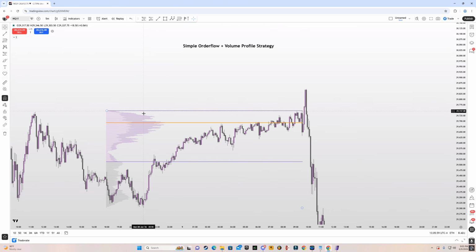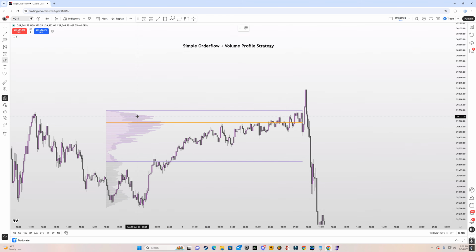Okay, so the volume profile has a value area high, which is the purple line over here. Then we have the orange line, which is the point of control. And then again, we have another purple line, which is the value area low. The volume that is in between the value area high and value area low is called balance. What is a fair balance?